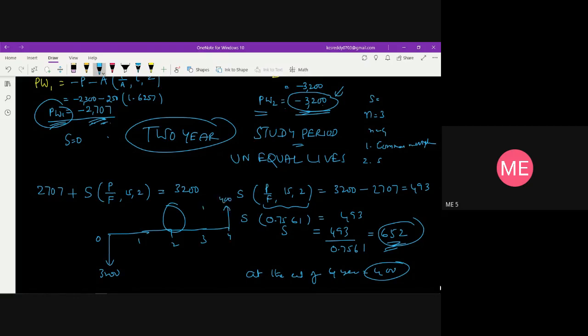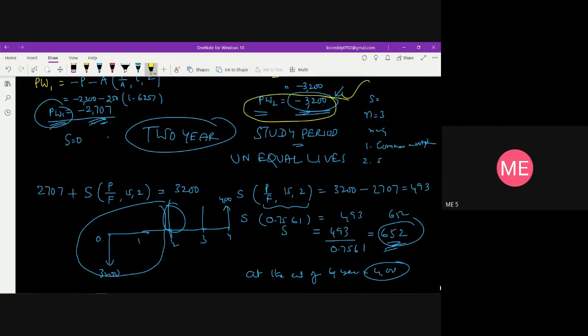So even at the end of the third year it will be having a salvage value, and even at the end of the second year. So what is the amount at the end of the second year this asset will have as the salvage value? That we are finding, that is 652. So if I subtract the 652, I will be getting a value lesser than this present worth 1. So that's why I'm using present worth 2 as the best alternative.